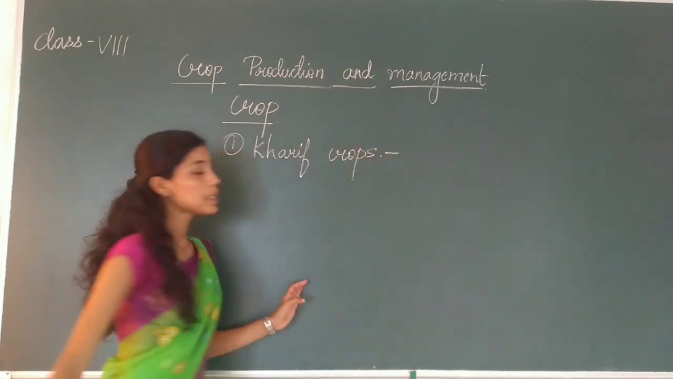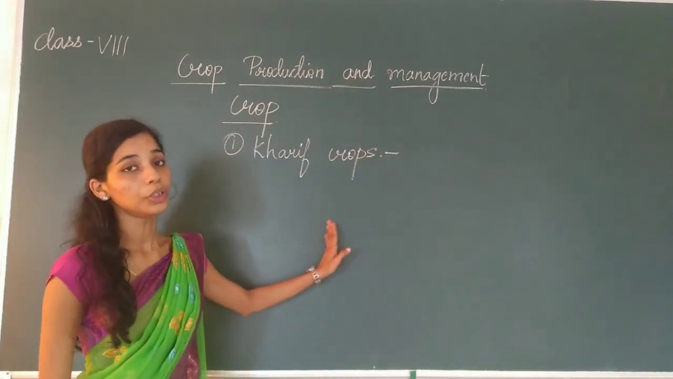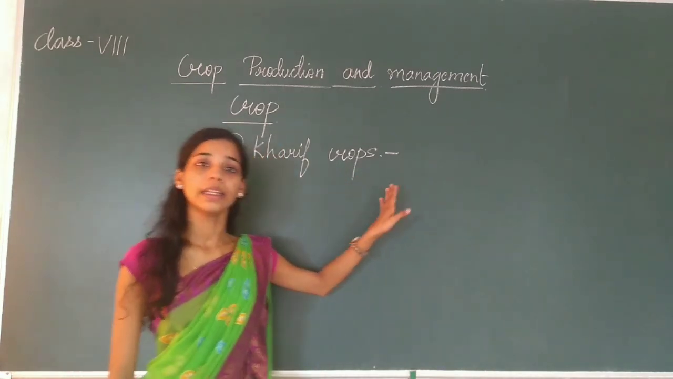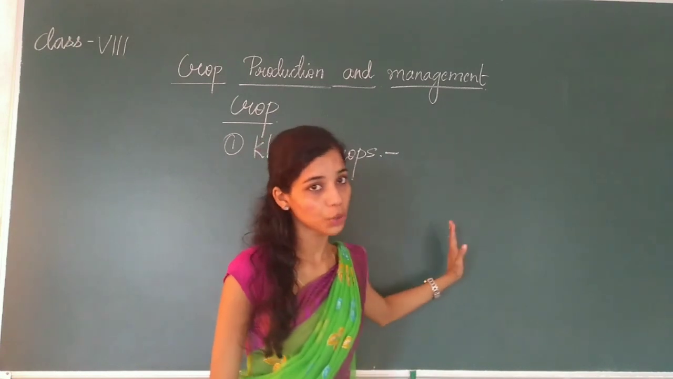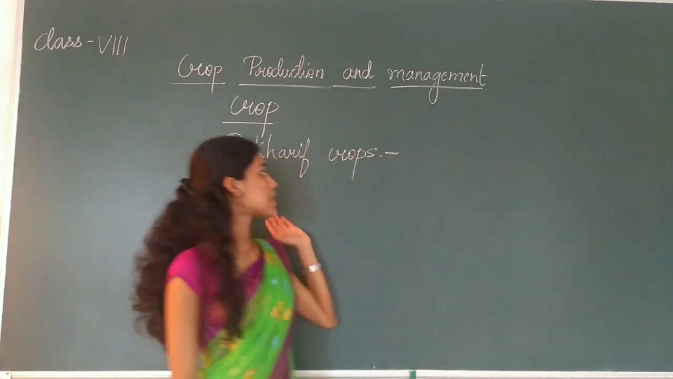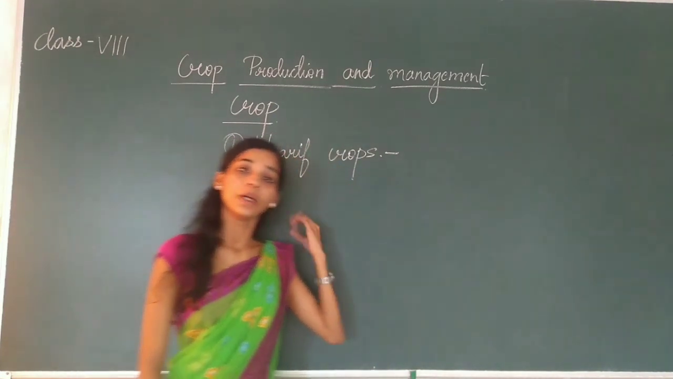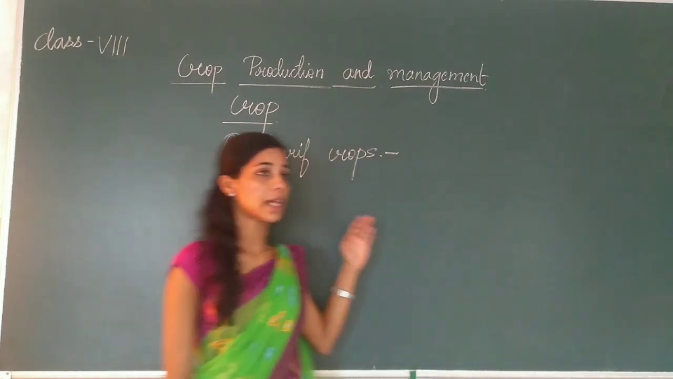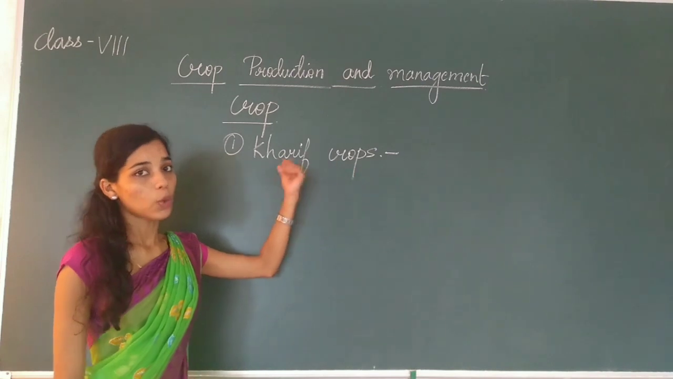What is kharif crops? The crops which are grown during the rainy season, we call it as kharif crops. And in India, the rainy season is from June to September. Some of the examples of the kharif crops will be cotton, groundnut, paddy, maize. So what is kharif crops?